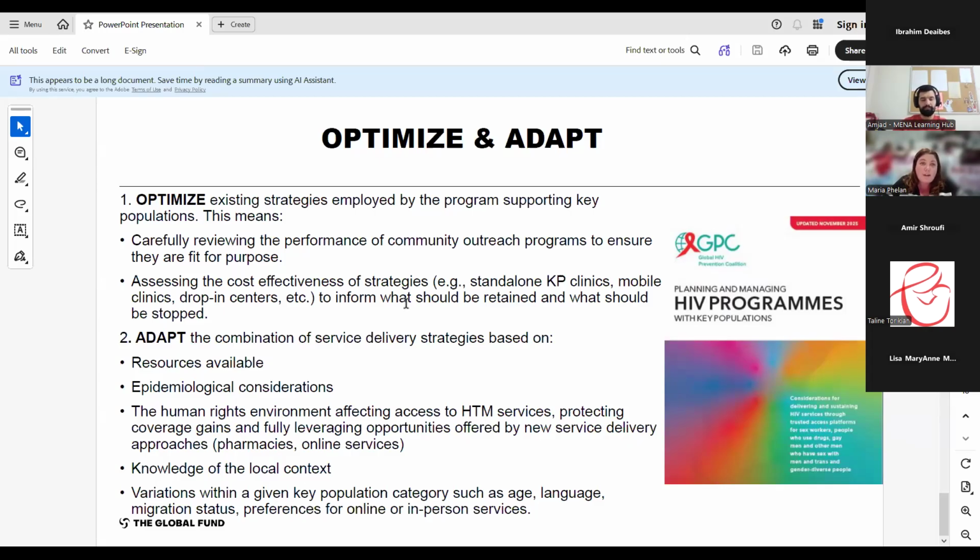Communities bring that local contextual knowledge and have that first line response, understanding of what the barriers are to services and what adaptations would work for populations, and variations within any given key population category. This could be age, language, migration status, preferences for online or in-person services.